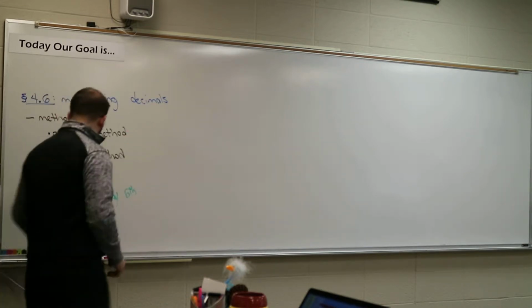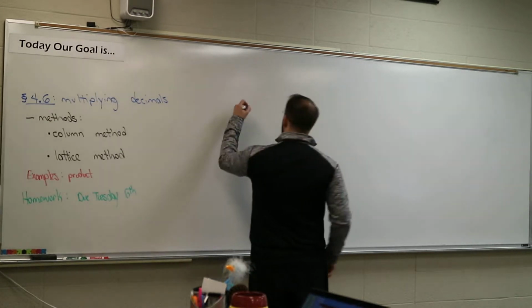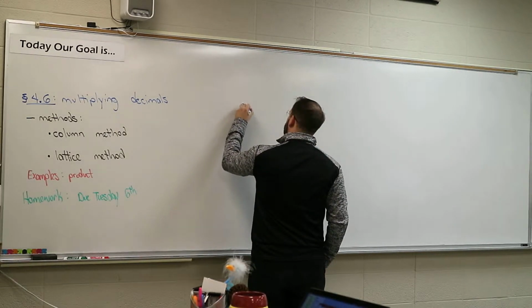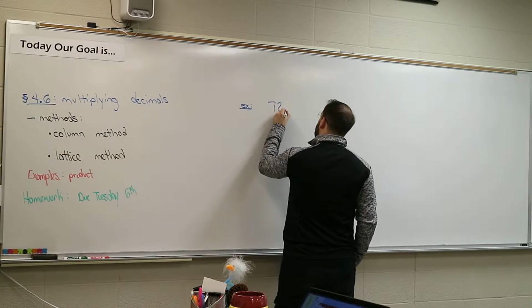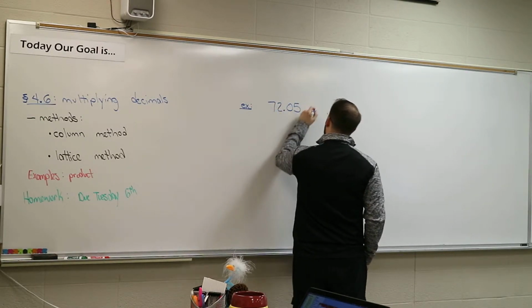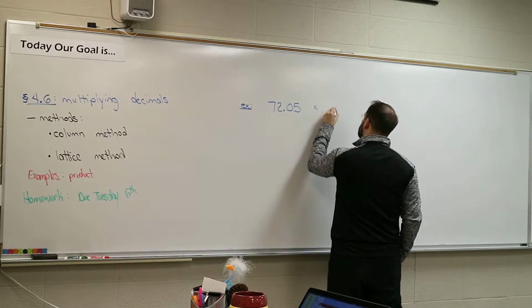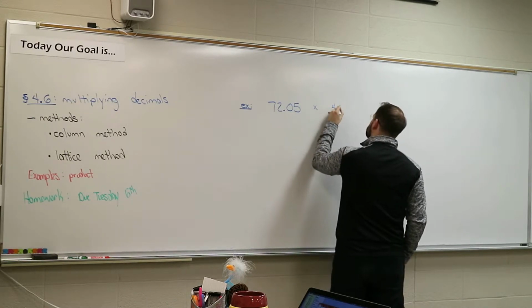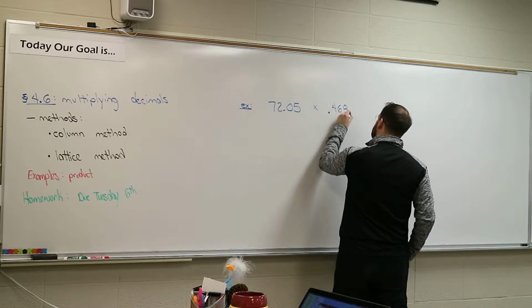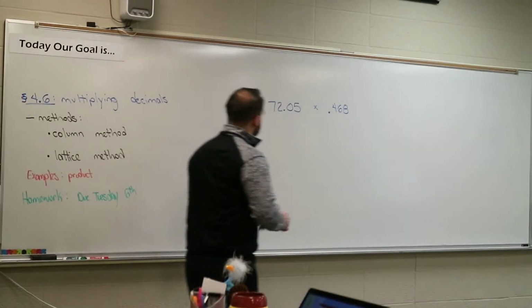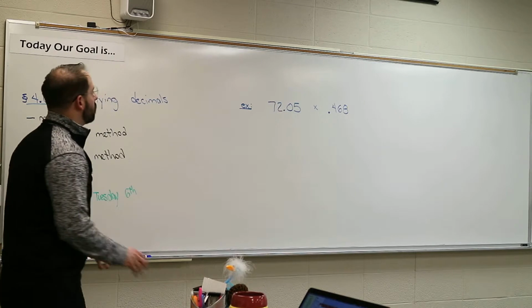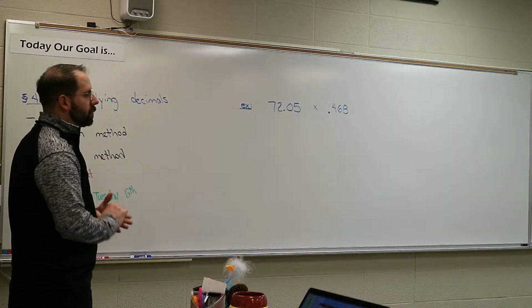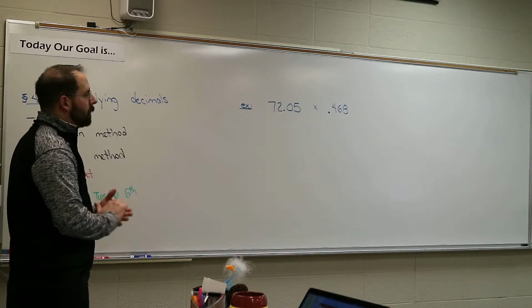Let's jump in. Here's the first one I'd like you to write down: 72.05, and we're going to be multiplying by 0.468. It's our first one. And again, I'm picking larger numbers today, larger digits.